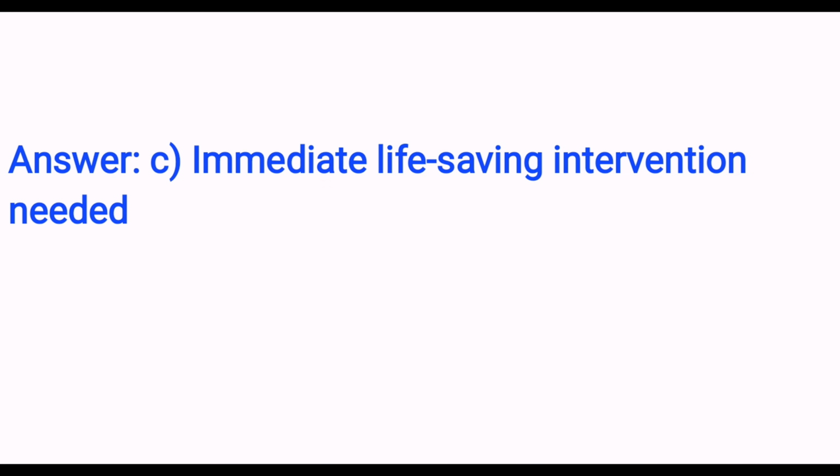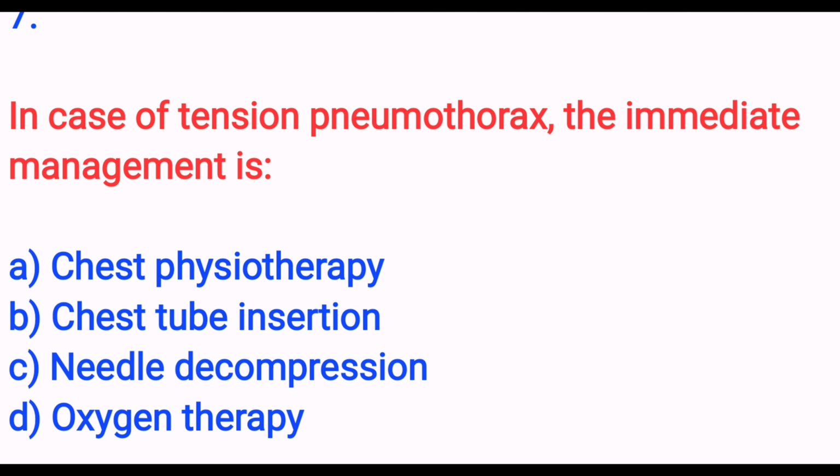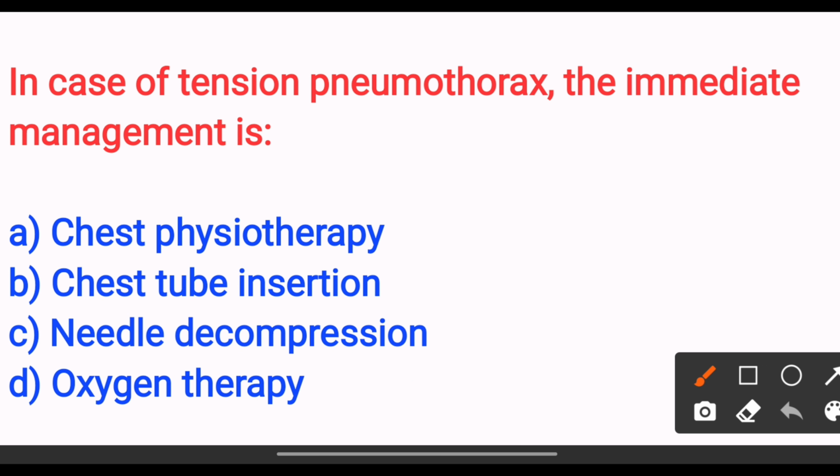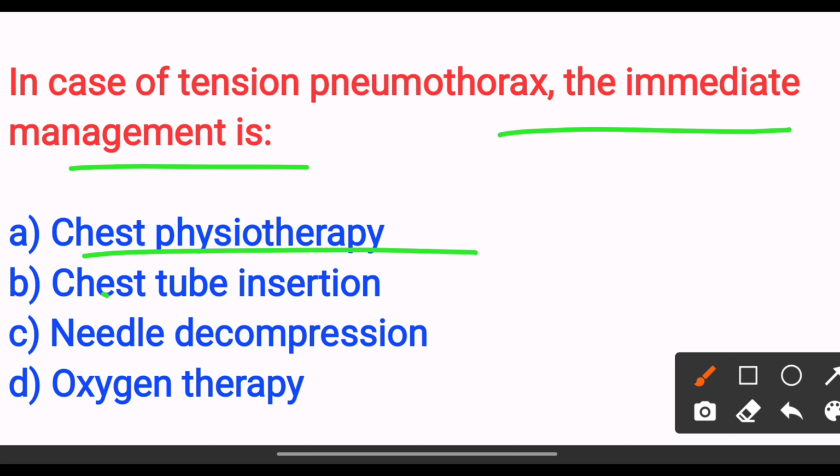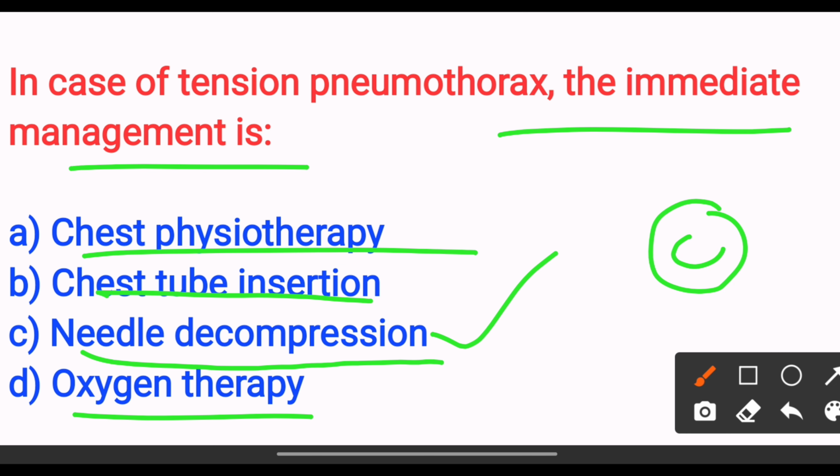Next, in case of tension pneumothorax, the immediate management is: option A, chest physiotherapy; option B, chest tube insertion; option C, needle decompression; option D, oxygen therapy. The answer is option C, needle decompression.